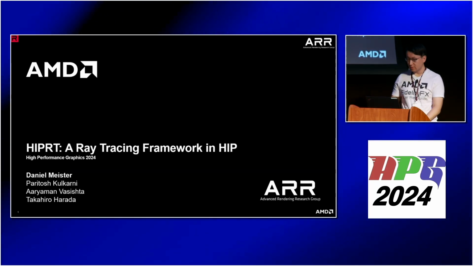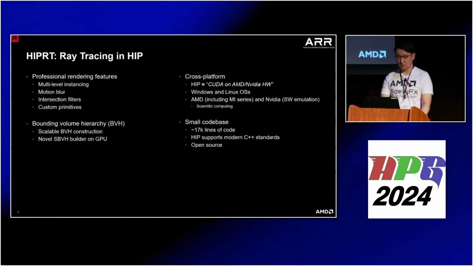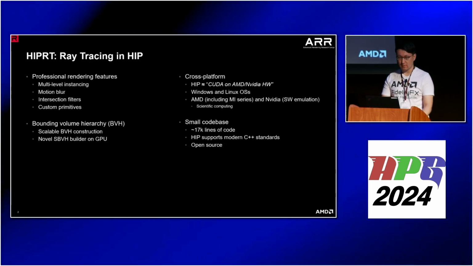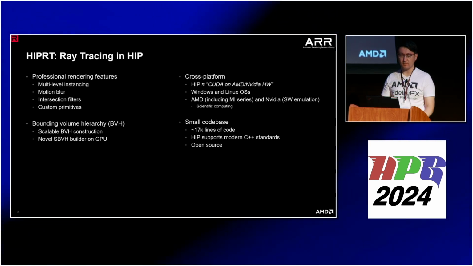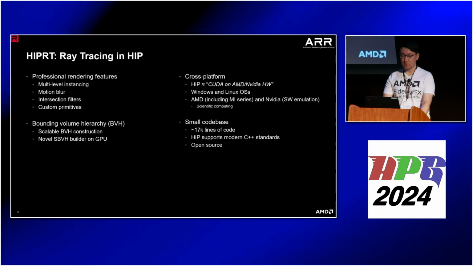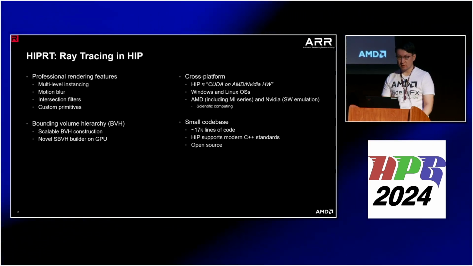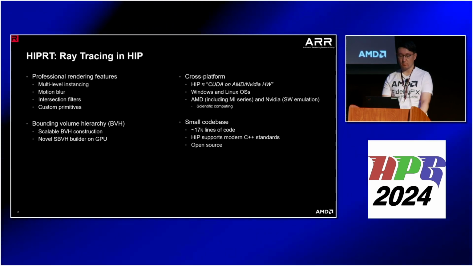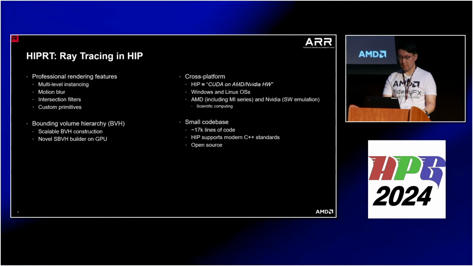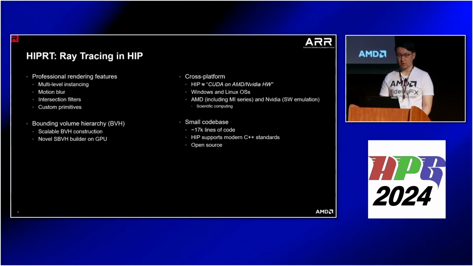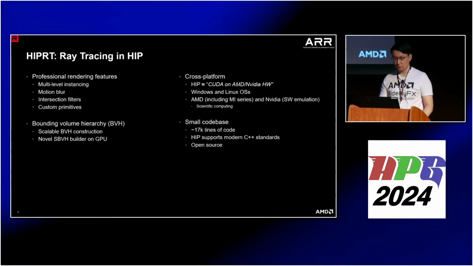So my name is Meister, and I will present our new ray tracing framework, HIPRT, which is a ray tracing framework tailored for AMD GPUs, and we are focusing on professional rendering. So we have advanced rendering features such as multi-level instancing, motion blur, intersection filters, and others. As a core acceleration data structure, we use bounding volume hierarchy, BVH, which provides scalable construction. And as a minor contribution, we also proposed a new BVH construction algorithm using spatial splits on GPU.